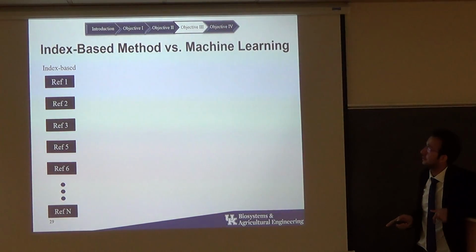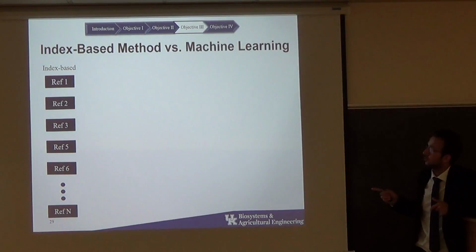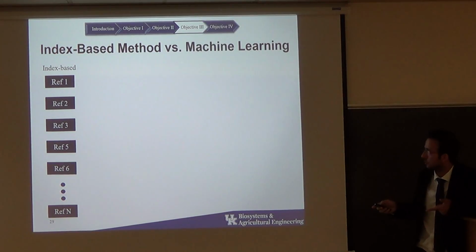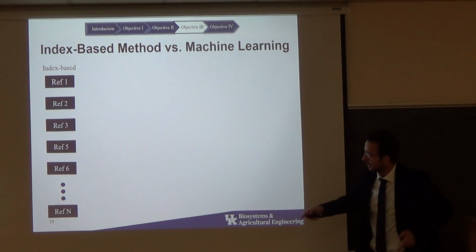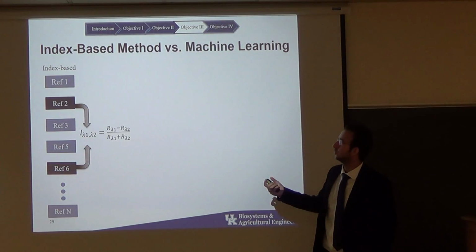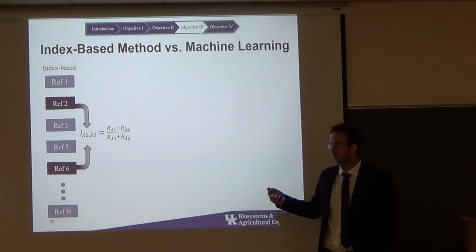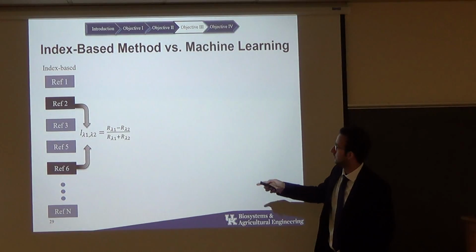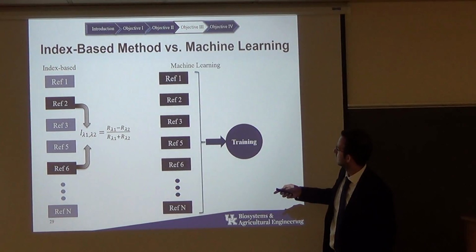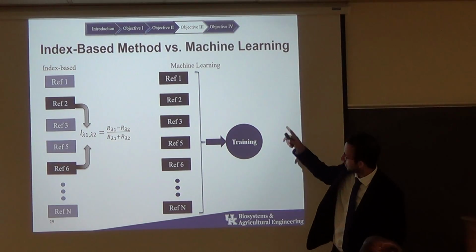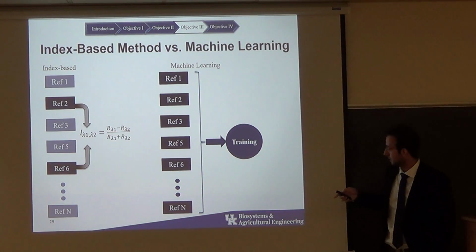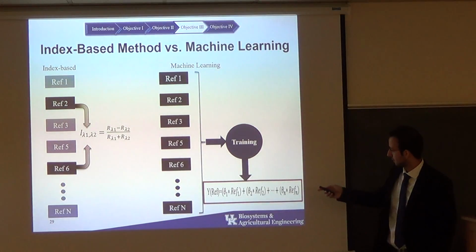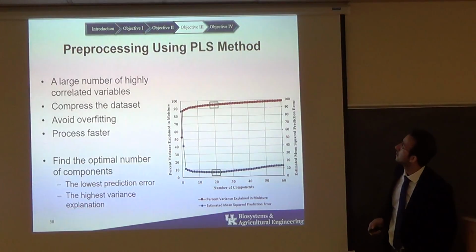And in this slide, I'm trying to show the difference between the objective-2 index-based method and objective-3, the machine learning algorithm. In the index-based method, we have n reflectance values, but we only pick 2 of them, because if we pick more than 2, it's going to be computationally very expensive. But in machine learning, we include all the reflectance values, and we come up with a comprehensive equation, so it includes all the different wavelengths.